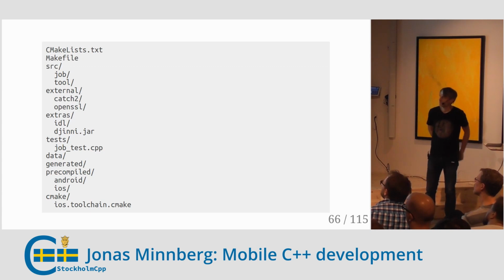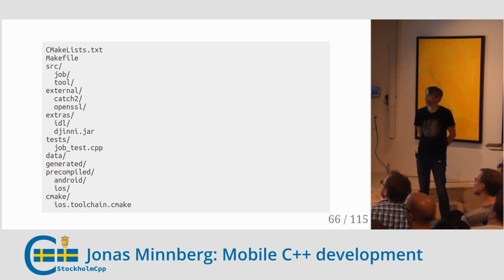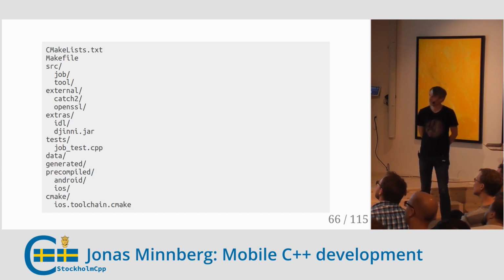You have a source directory. You can have a separate include directory if you want. We choose to have the include files next to the CPP files. All your external stuff goes into external. Stuff that you can't really categorize goes in extras. In our case, it's the definition file for Djinni. We also put the Djinni jar there so we can do this conversion without requiring extra tools to be installed. You have tests. You can also have the tests next to the CPP files.